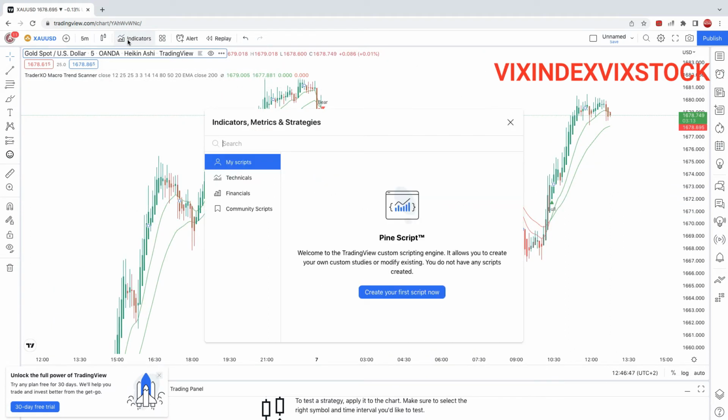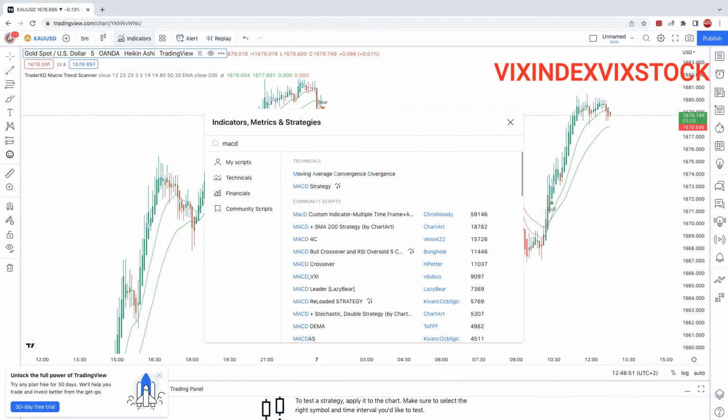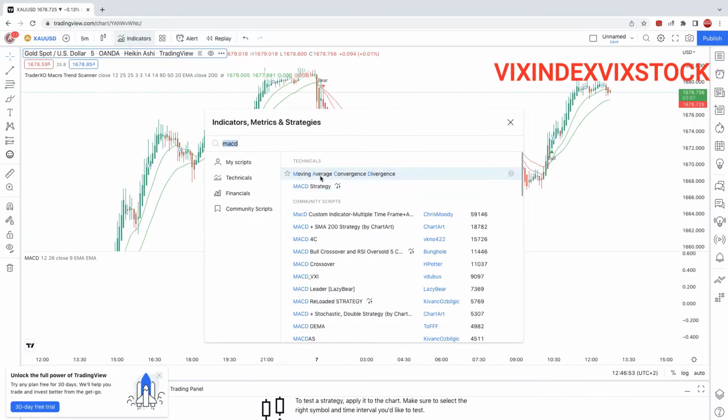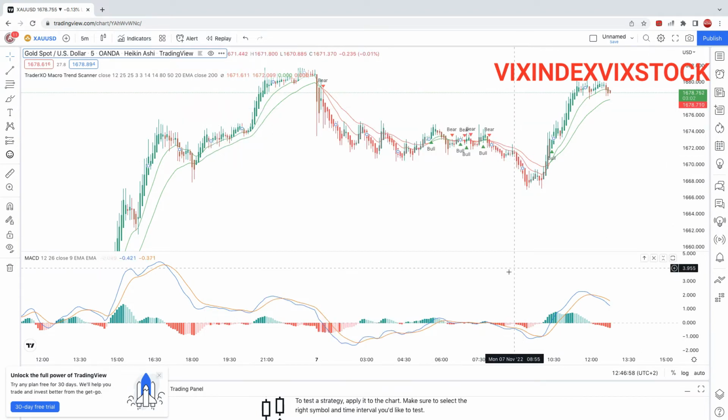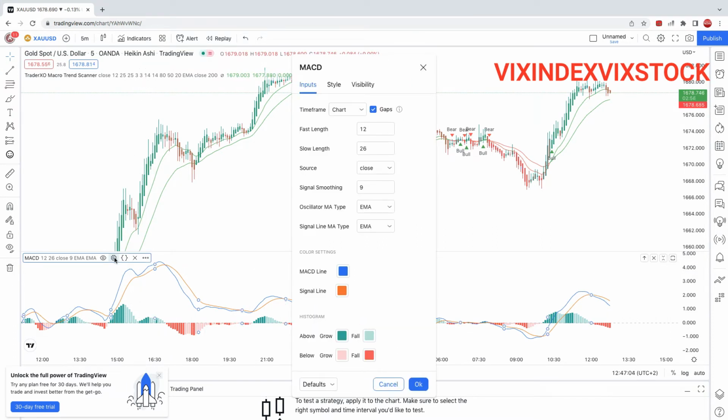It's again a free indicator. Let's just go and search for MACD. Who would have known, the traditional MACD, and just close like that. This is the traditional MACD, and we're just going to tweak it a bit. Everything that I'm giving you here, feel free to tweak it.